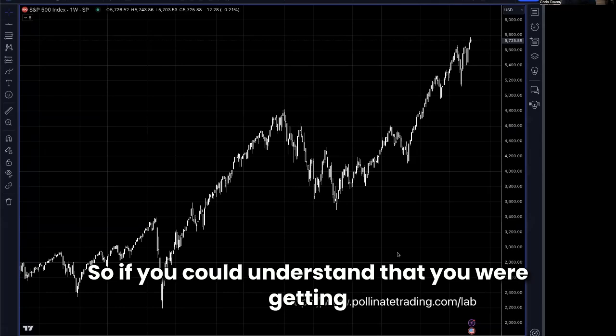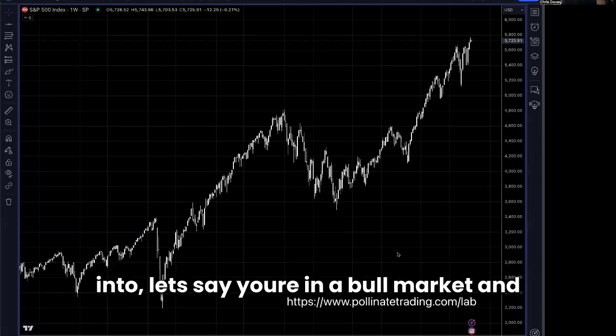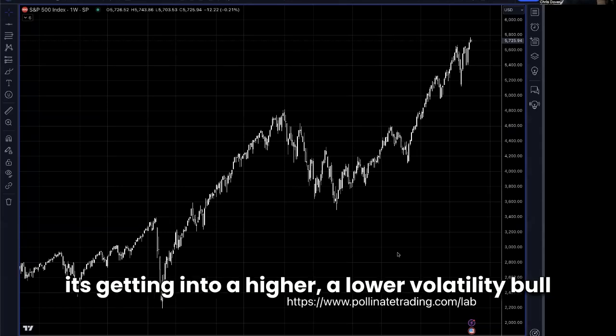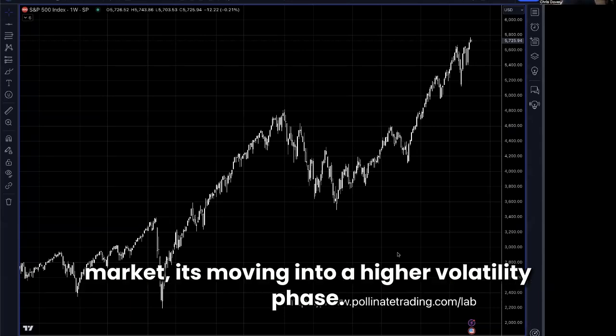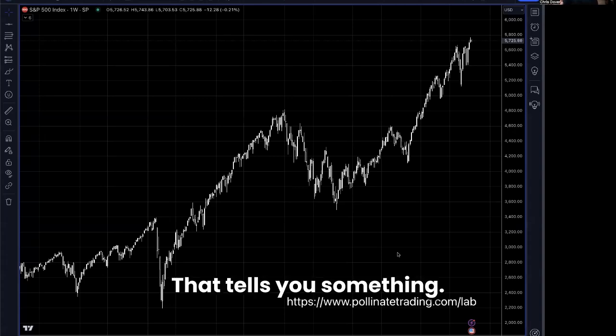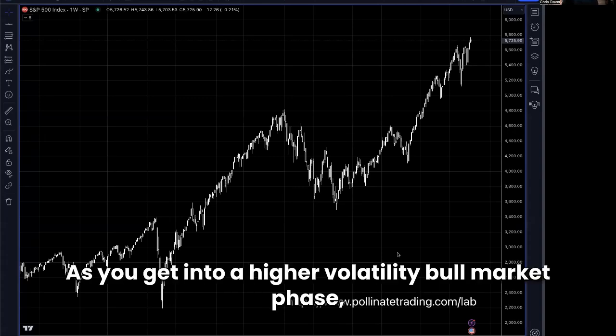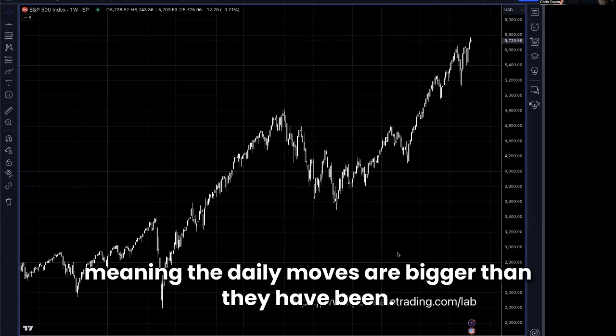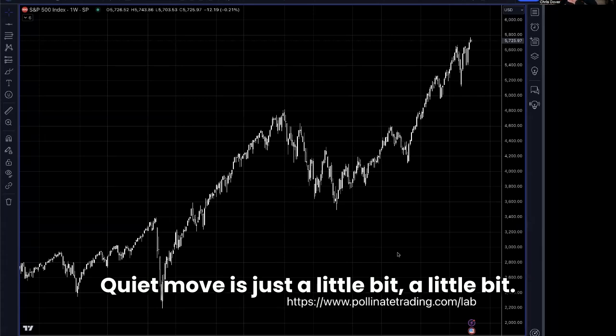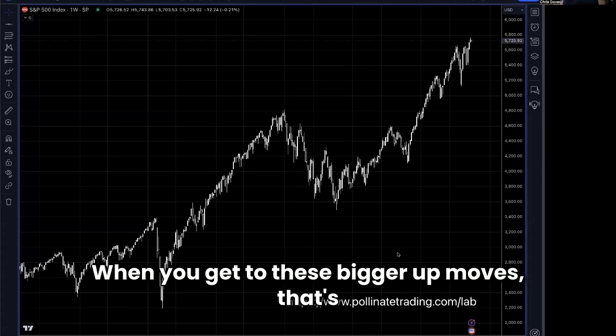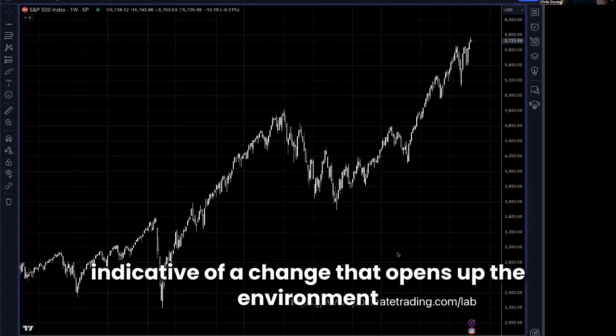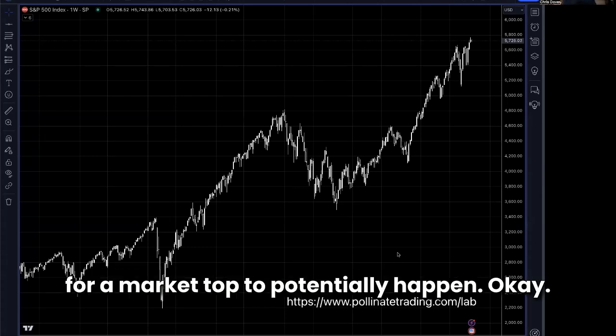Okay. So if you could understand that you were getting into, let's say you're in a bull market and it's getting into a lower volatility bull market, it's moving into a higher volatility phase, that tells you something. As you get into a higher volatility bull market phase, meaning the daily moves are bigger than they have been. A quiet move is just kind of a little bit. When you get to these bigger up moves, that's indicative of a change. That opens up the environment for a market top to potentially happen.